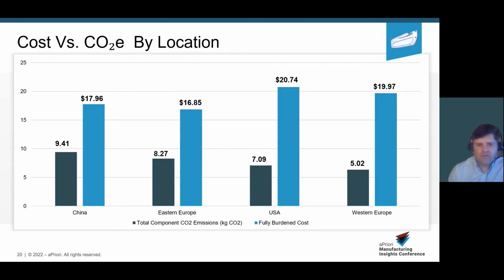So we run this product through a priori. We can look at the costs versus carbon by location. We can see China, where we're currently manufacturing it, is under $18 and 9.4 kilograms of CO2. Eastern Europe has less carbon and less price, surprisingly. So we want to look at that in more detail. And now we look at the United States has the highest price, and second lowest CO2, and Western Europe has the lowest CO2 and second highest price.